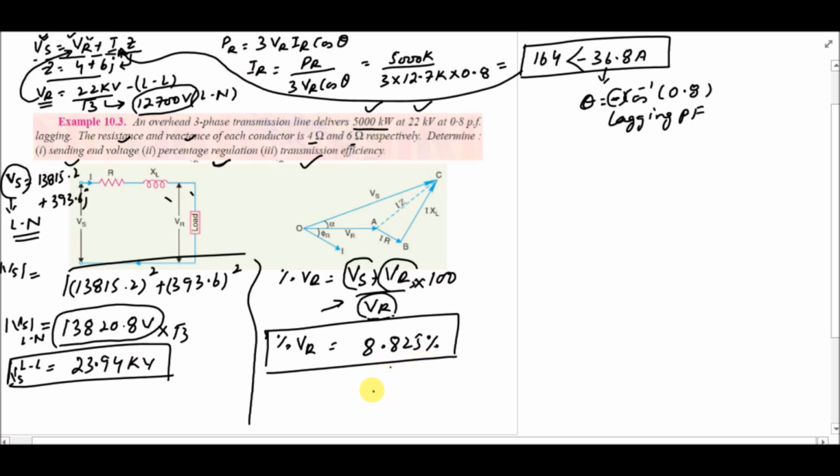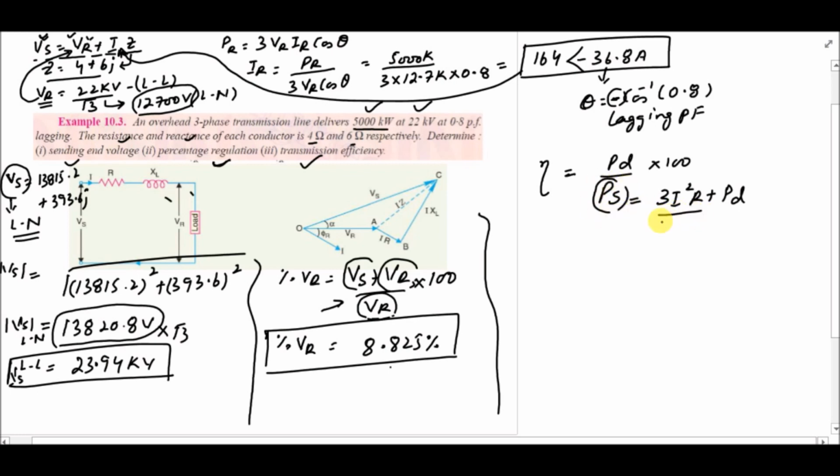In the third part, we have to calculate the transmission efficiency. And the transmission efficiency, we know the formula is power delivered over power source into 100. Power source is equal to 3I square R plus P D, which is the delivered power. Now in this case, in order to calculate the sending end power, you have to use 3I square R, because it is a three-phase system. So the line losses are 3I square R, and you will add the delivered power with the line losses, you will get the sending end power.